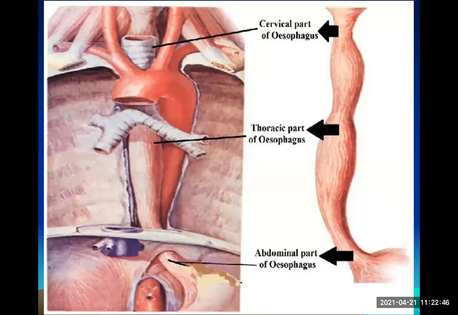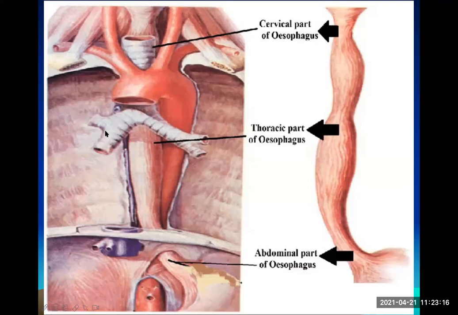Now let's see the anatomical picture of the esophagus. See here. This is the esophagus. You can see here, this is the bifurcation of the trachea. This is known as the angle of carina. This is the right bronchus, and this is the left one.